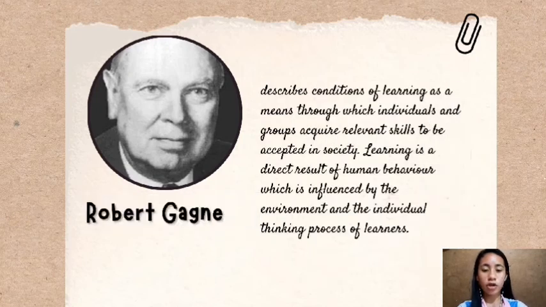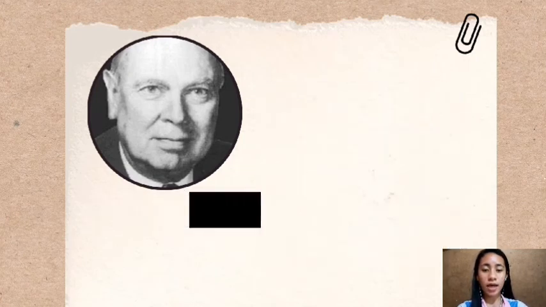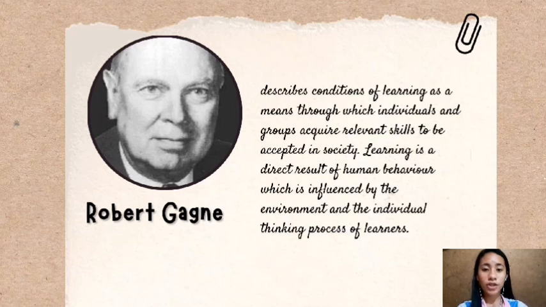Robert Gagne describes conditions of learning as a means through which individuals and groups acquire relevant skills to be accepted in society. According to him, learning is a direct result of human behavior, which is influenced by the environment and the individual thinking process of the learners, that he categorized into five.